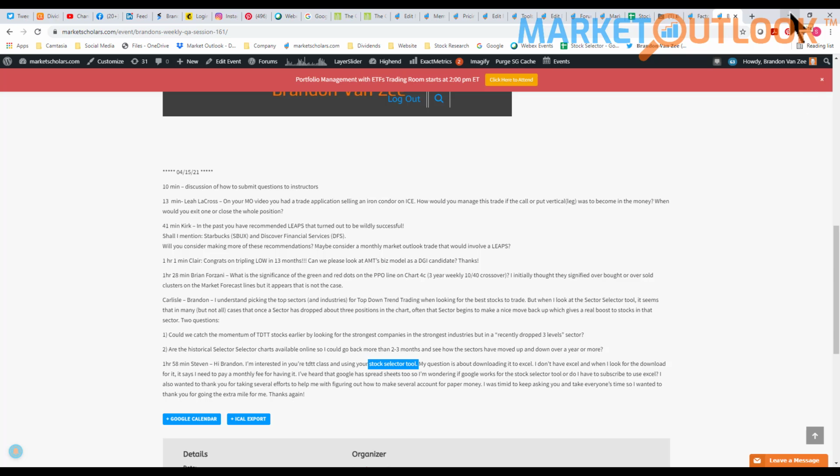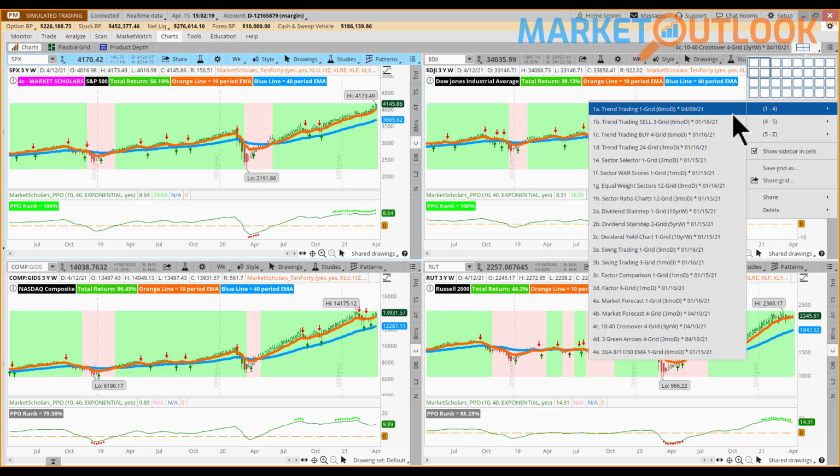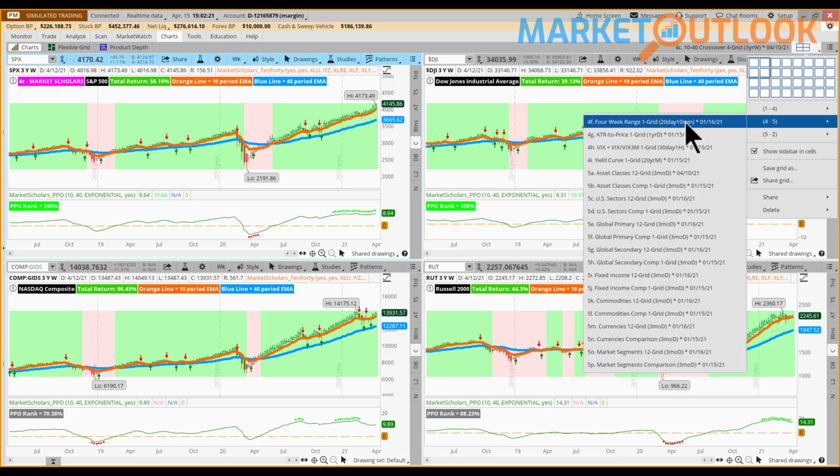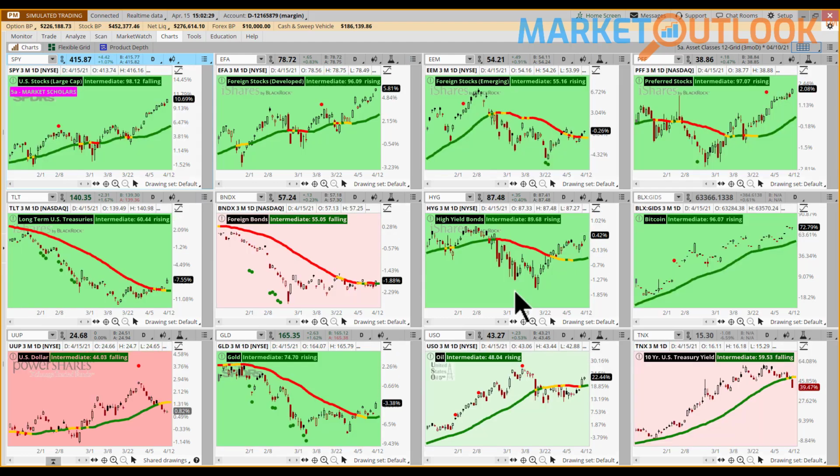All right, let's get back on track here with some other charts. Let's do some 12 grid analysis. I wanted to talk about gold and the interest rate environment and things like that. So let's come over here to chart 5A. This is our asset class 12 grid. As we're looking at this, you can see that we've got a lot of green charts on the board, which we generally favor, but there are 3 pink charts on the board.